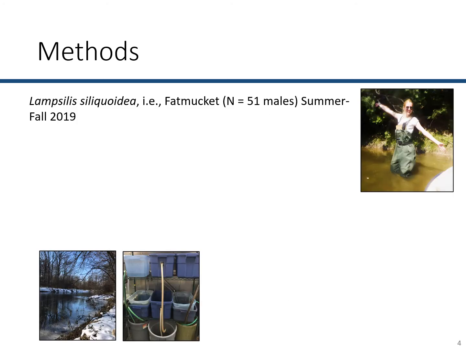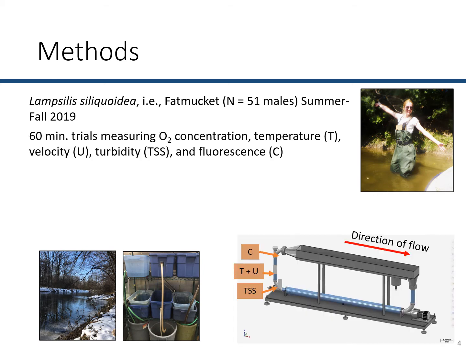So in order to go about this, I went out into the field and I collected 51 male fat mucket mussels, and I housed them in the Hagen Aqualab in flow-through chambers that you can see pictured here in the bottom right image, and they were held until the end of fall in 2019. And I conducted 1-hour trials where I measured oxygen concentration, temperature, velocity, turbidity, and fluorescence in these flow chambers.